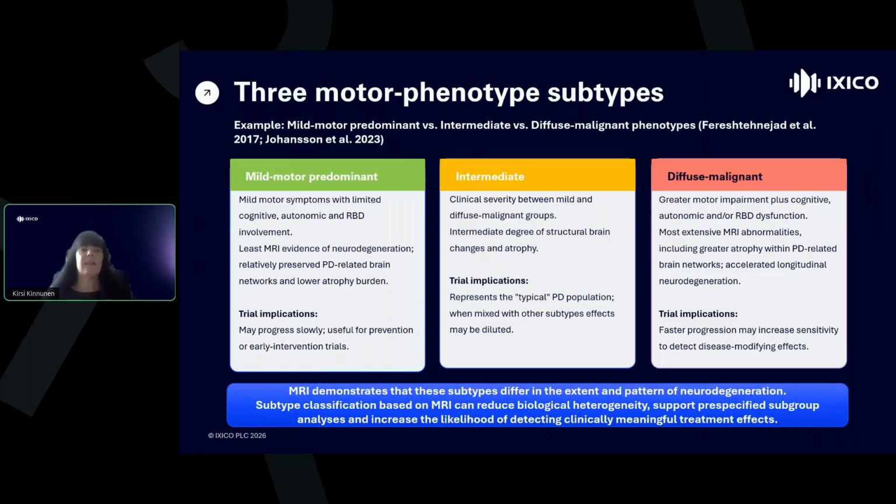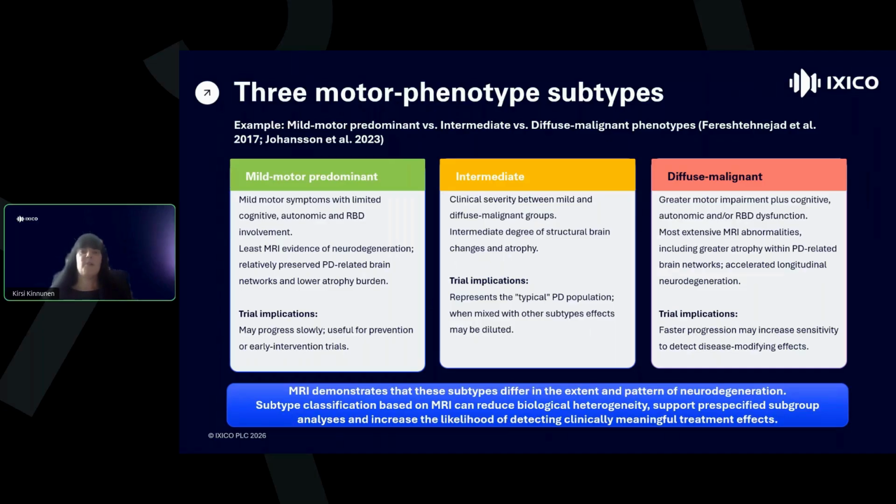In that study, diffuse malignant patients compared to mild motor dominant patients showed involvement of more clinical domains, more diffuse hypokinetic rigid motor symptoms, and also faster progression. Different pathophysiological mechanisms, focal versus more diffuse cerebral propagation, may underlie the distinct subtype classifications.